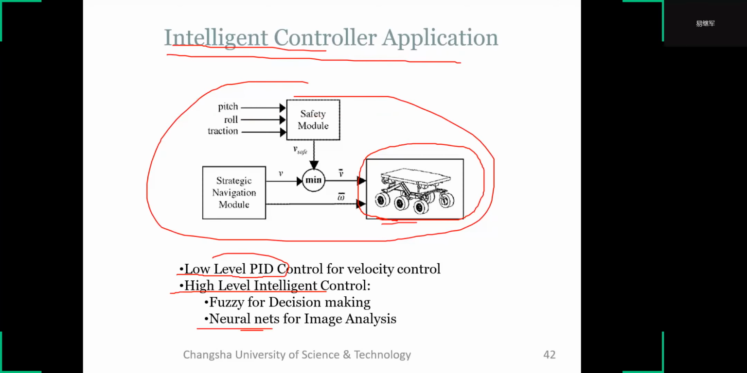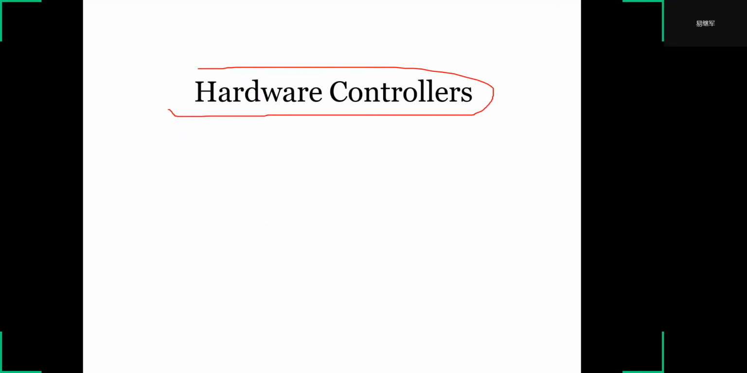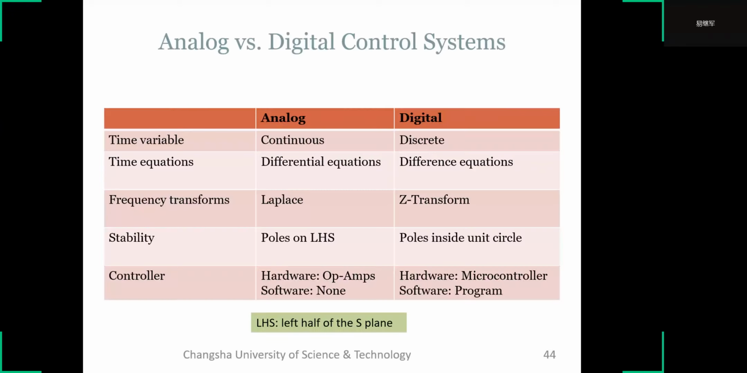Next, we introduce the hardware controller. Before this, we know something about the control strategy and control theories. This works with the software. Here we introduce the hardware controller. This is some comparison about the analog and the digital control.